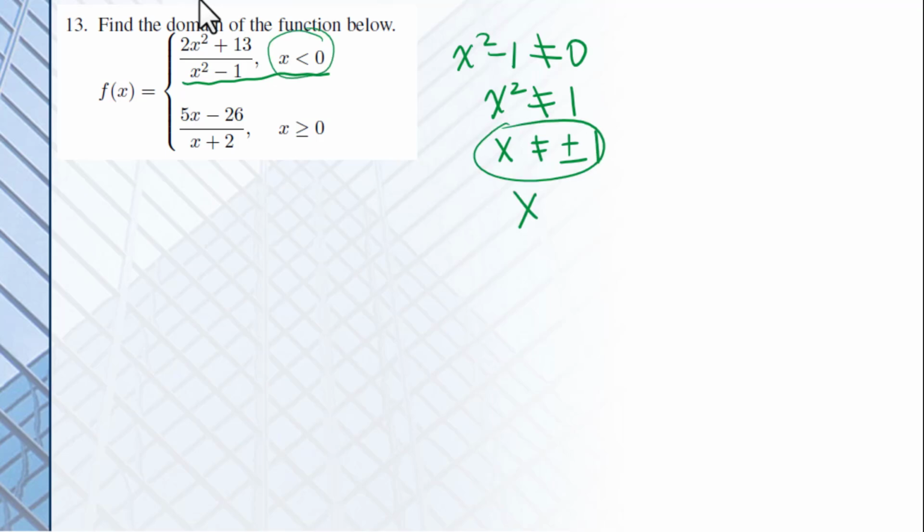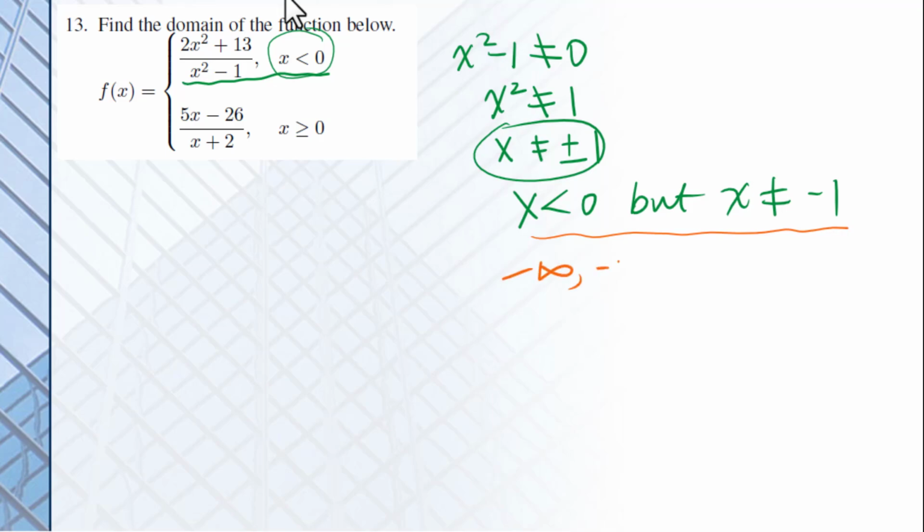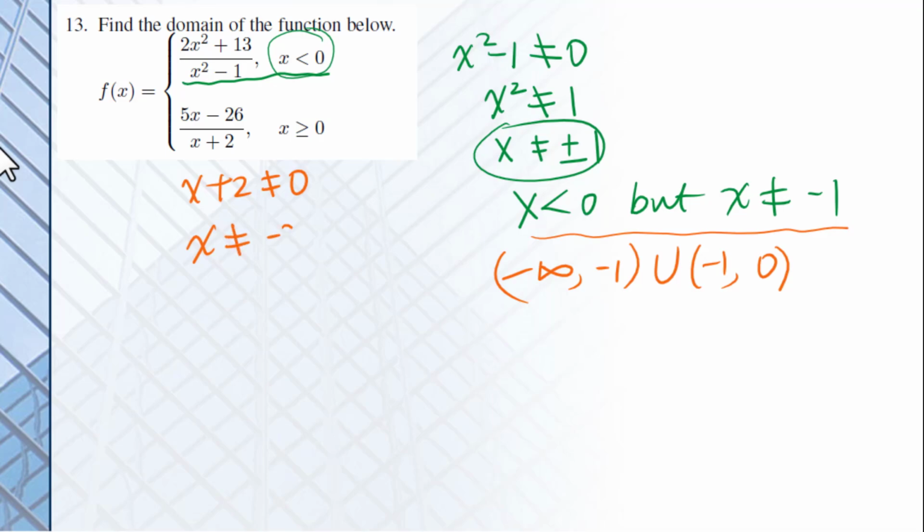Then you combine these two together, x less than 0, but x not equal to negative 1. We will put this together by using interval, negative infinity to negative 1, union, negative 1 to 0. Let's go to second equation when x greater than or equal to 0. x plus 2 not equal to 0. x is not equal to negative 2.